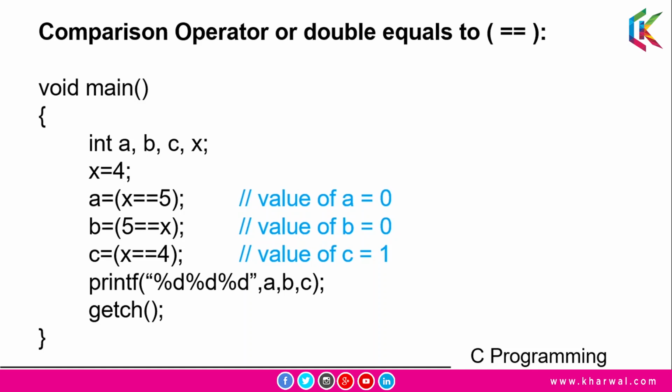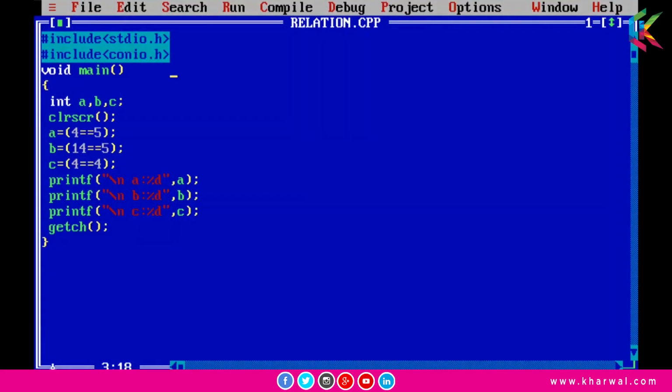Now guys, let me open up the Turbo C++ compiler where I will show you the working of this comparison operator. Guys, in this program we will learn about the comparison operator. We have declared 3 integer variables a, b and c to store the values of these expressions. So in the first expression, this expression will be false because 4 is not equal to 5, so the value of a will be 0.